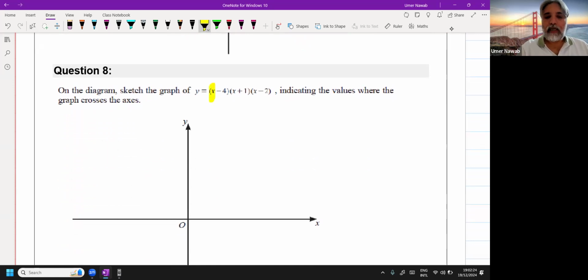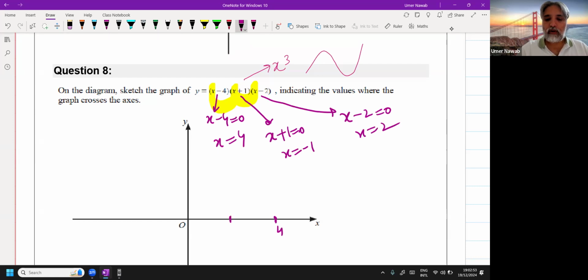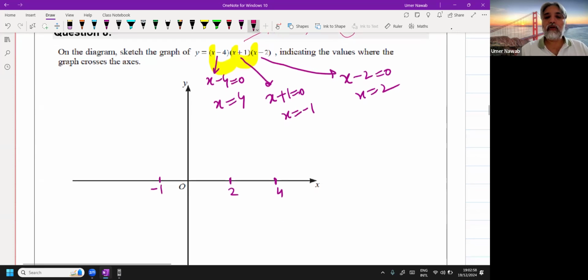I am happy because x multiplied by x multiplied by x will give you finally x power 3. And since x cube is positive, the shape of the sketch will be like this. Now, may I get my x-intercept? So x minus 4 equals 0 leads you x is equal to 4. X plus 1 equal to 0 gives you x is equal to -1. And x minus 2 is equal to 0 will give you x is equal to 2. So this is 4, this is 2, and this is -1. I'm ready to draw the sketch.